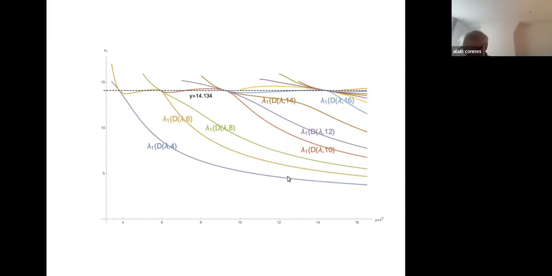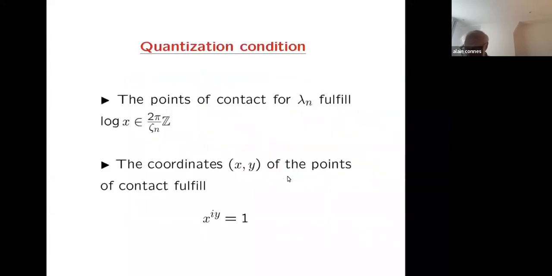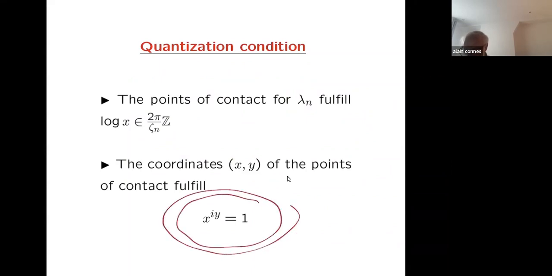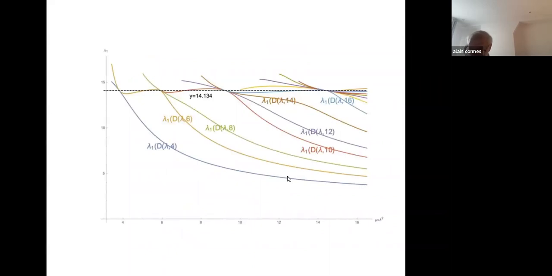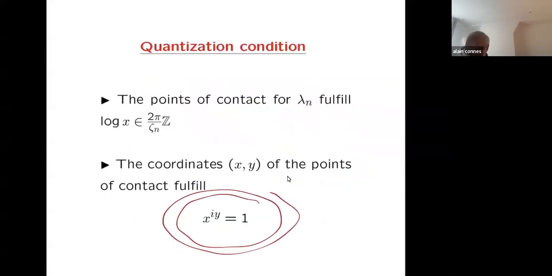And then we had the idea of comparing not only with what happens when you do the conditioning, but also what happens when you look at the spectrum of the original Dirac operator. This came from the fact that whenever there was a point of contact, we noticed that it was satisfying a quantization condition, because a point of contact, like here, has a coordinate x and a coordinate y. And all these points of contact were satisfying the quantization condition, which is that x to the power iy is equal to 1. So this was kind of experimental.